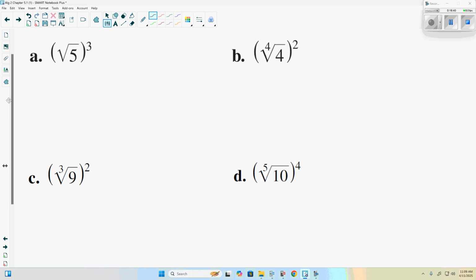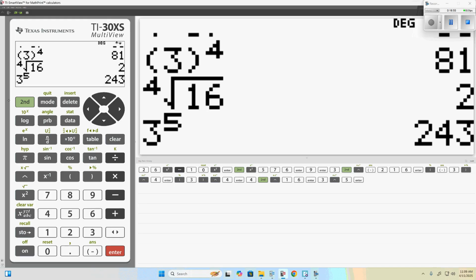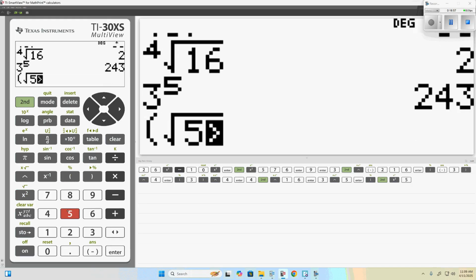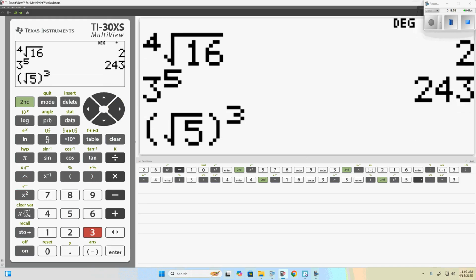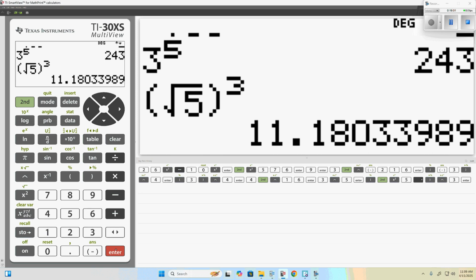Most of these here, there's a good number we can just use the calculator for, because not everything is going to come out as a nice root. So the square root of 5 cubed, well, the square root and the cube won't cancel. And then we can do square root of 5 cubed is going to be 11.18. We can do some of these in the calculator.